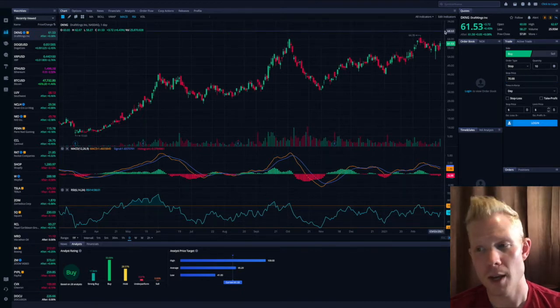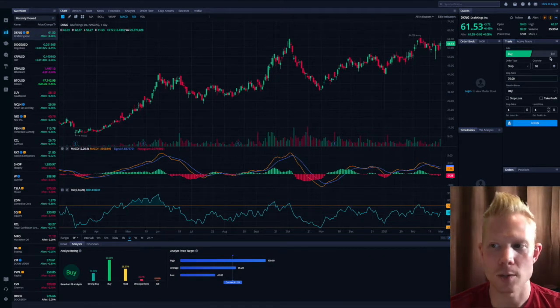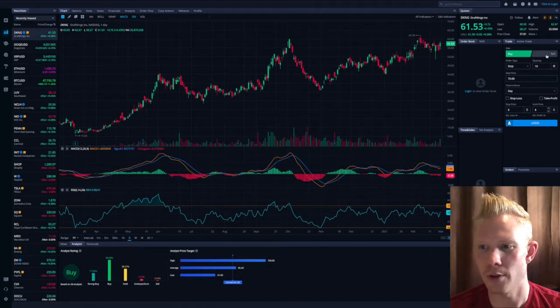A buy stop must be above the current price. A sell stop must be below the current price for the order to actually be placed.